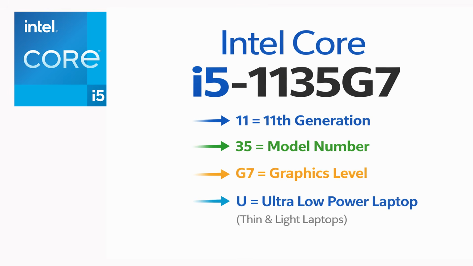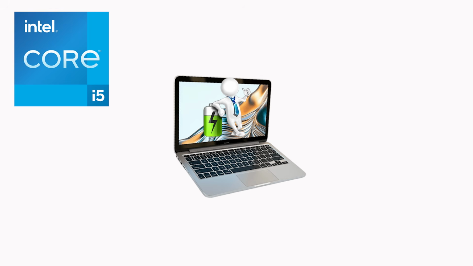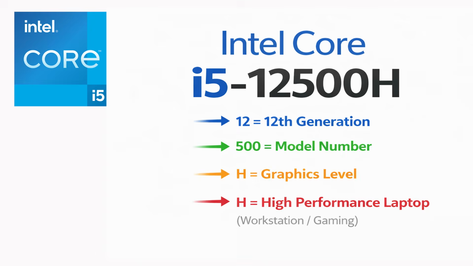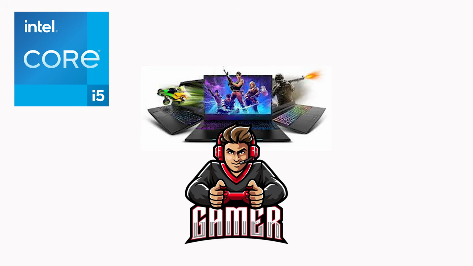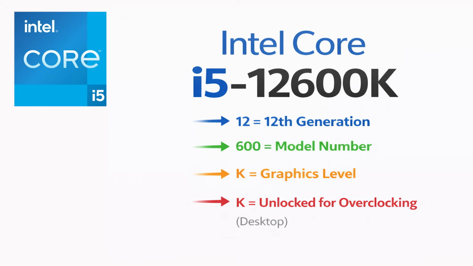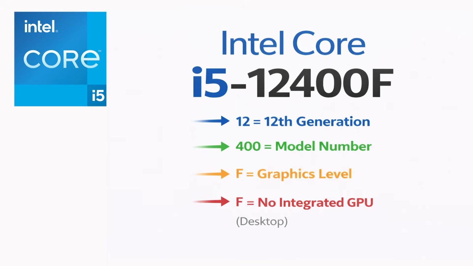Now, one important thing is the letters at the end of the CPU name. The U means low-power laptop CPU, which saves battery and is good for thin laptops. The H means high-performance laptop CPU, made for gaming laptops. The K means the CPU is unlocked, so you can overclock it and make it faster. The F means no built-in graphics, so you need a graphics card, but the CPU is cheaper.